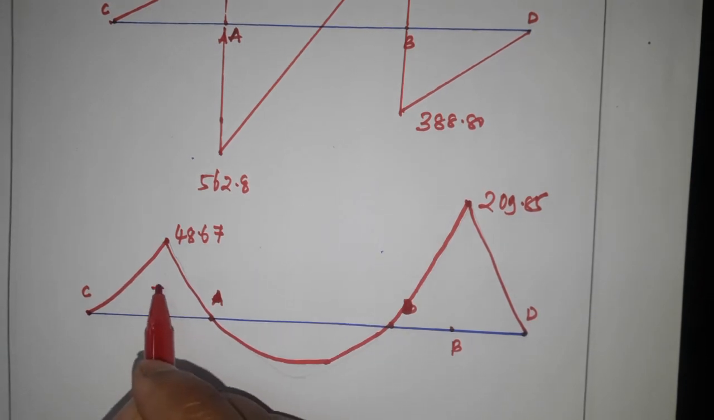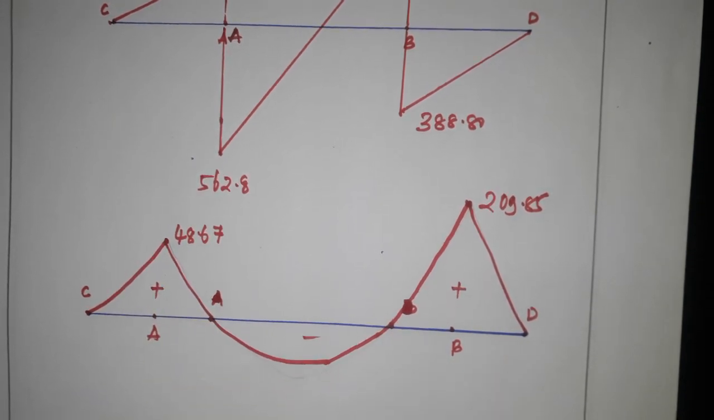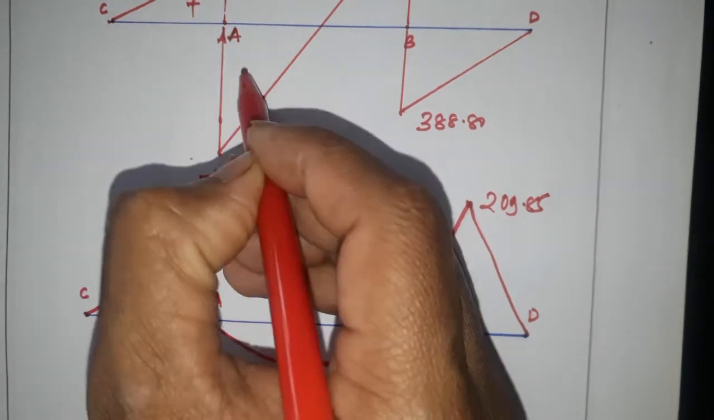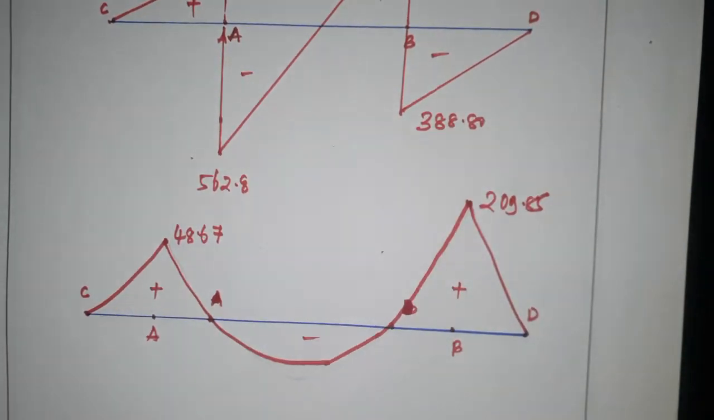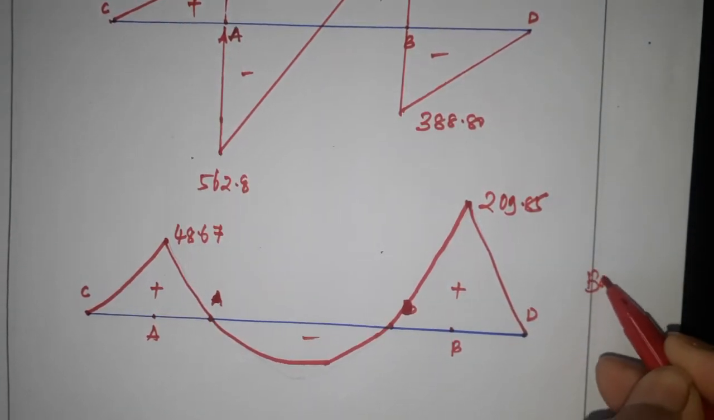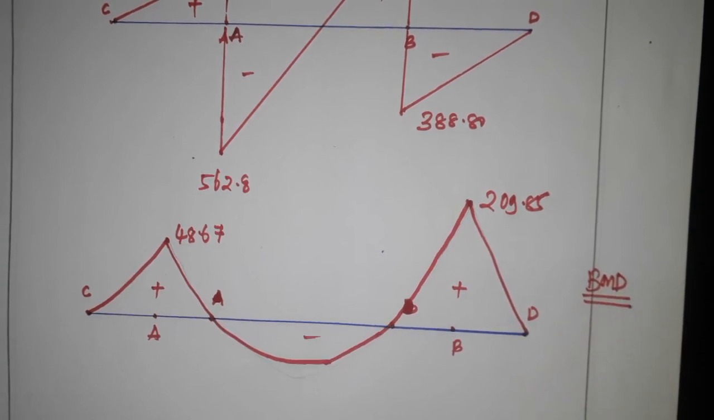So this I can write positive, negative. Here also shear force, positive, negative, positive, negative. So this is bending moment diagram, BMD. Okay, understood? Okay, so we got the shear force diagram and bending moment diagram.